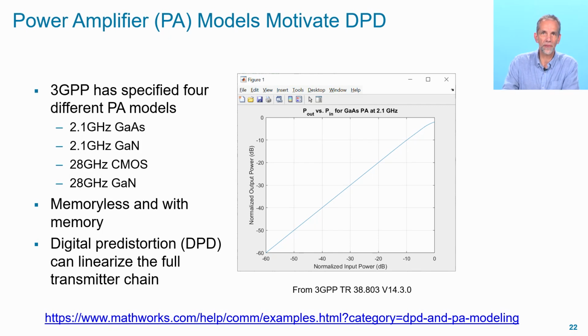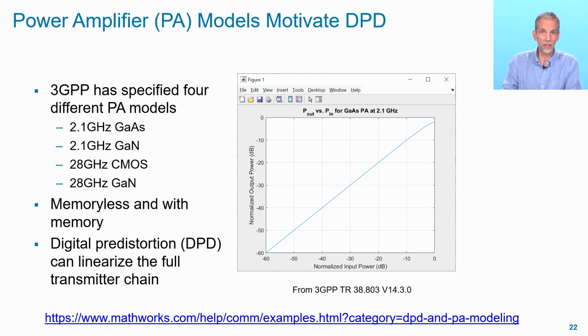Okay, power amplifier models. So 3GPP, in recognition that these links require power amplifier modeling, they have created 4 different PA models. You see the listing right here. They are nonlinear. And they are also both memoryless and with memory. So these are all models that 3GPP has mandated that be used in the design and the requirements generation for these NTN links. If you are using power amplifiers with nonlinear characteristics, then digital predistortion, or DPD, comes into play.